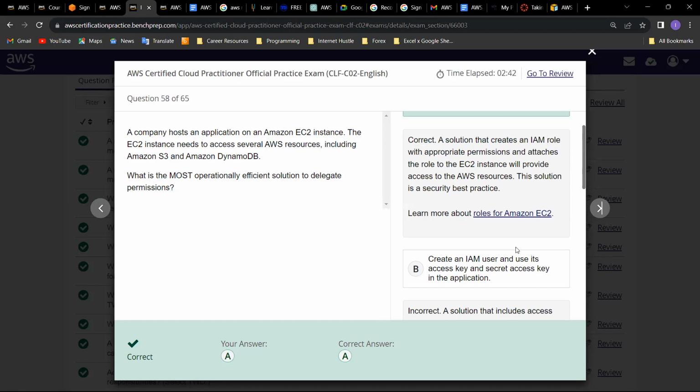Create the IAM, the access key, the API keys. And they are going to read the question 4 times. I swear.